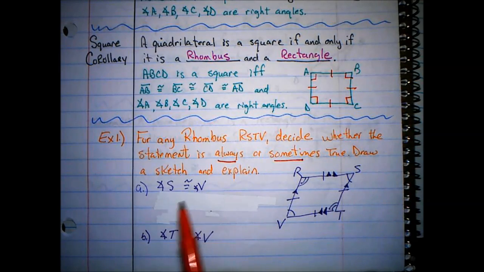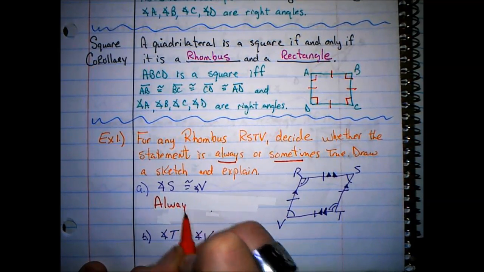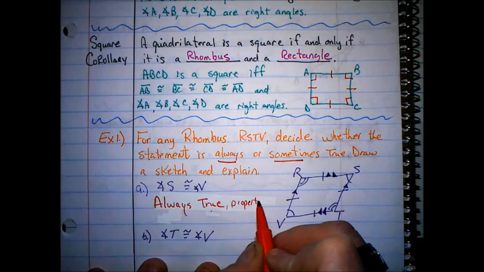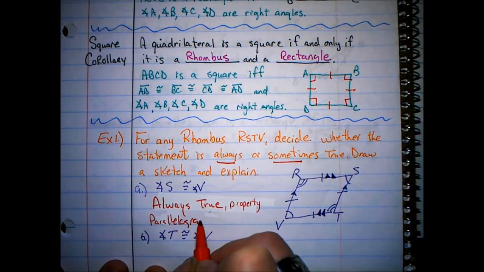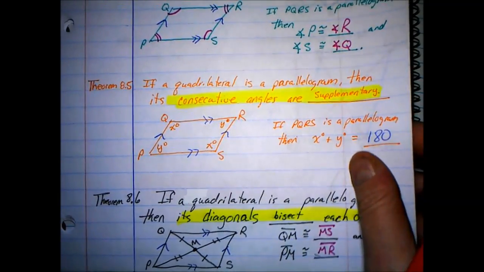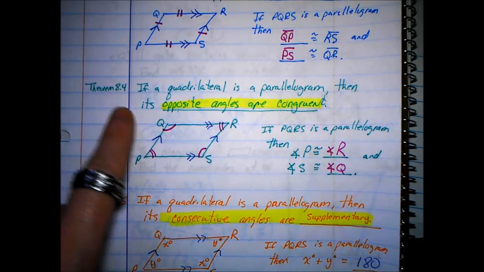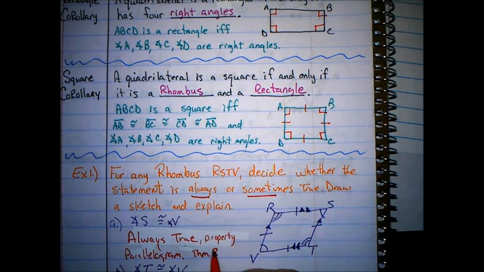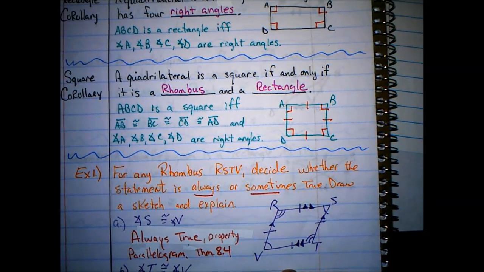The first part says that angle S is congruent to angle V. Is that always or sometimes congruent? This is for any rhombus that we have. Well, S and V are opposite angles, so this is going to be always true, because this is actually a property of parallelograms. And for parallelograms, I believe it was Theorem 8.3. If I page back just a little bit, nope, not 8.3. It was actually 8.4. It says that if it's a parallelogram, the opposite angles are congruent, and that is what is being specified here. This is proven by 8.4 because all rhombuses are definitely parallelograms. This is always a true statement.